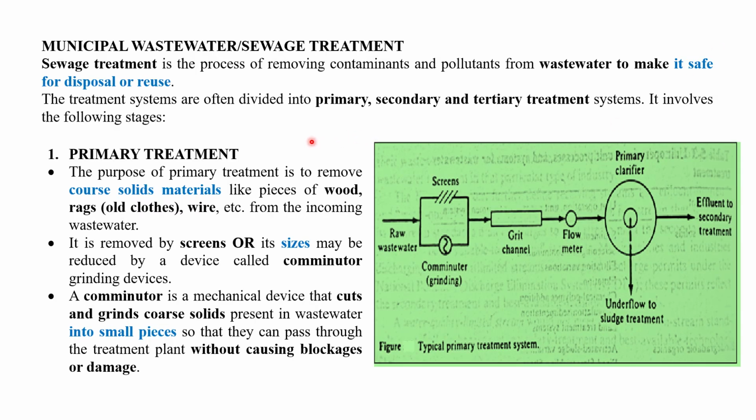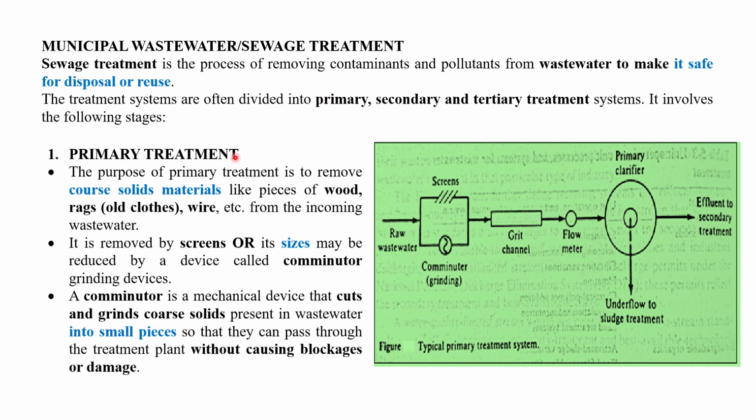So what is wastewater treatment? We can also call it municipal wastewater treatment, sewage treatment, or simply wastewater treatment. It is the process of removing contaminants and pollutants from wastewater to make it safe for disposal or reuse. The treatment systems are often divided into three parts: the primary, secondary, and tertiary treatment. We shall discuss one by one what primary and secondary treatments are.